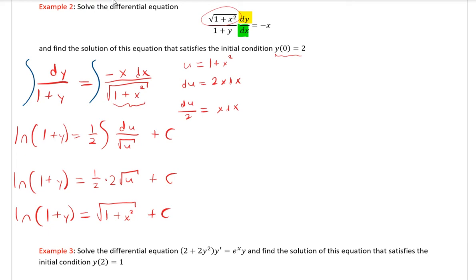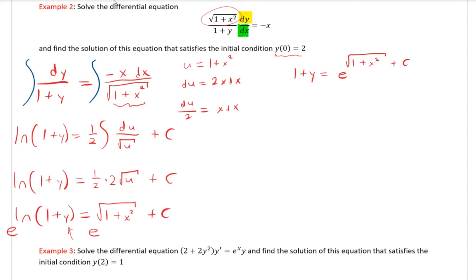Alright, now I'm not done. Again, I want to see if I can get y by itself. Even if I can't get y by itself, if that does come up to be a situation, I should still be able to solve for c. But in this case, I only have a single y, and it just takes a little bit of algebra to get y by itself. First, I will take both sides as powers of e. That way I get rid of that natural log, and I'll have 1 plus y equals e to the square root of 1 plus x squared plus c.